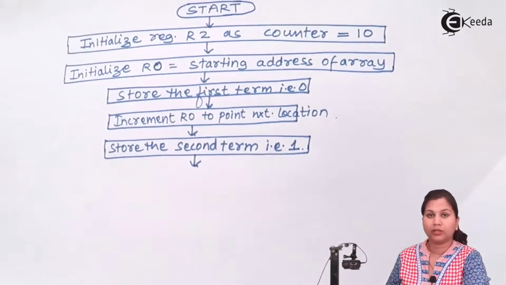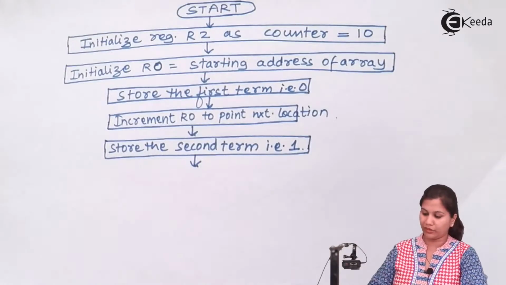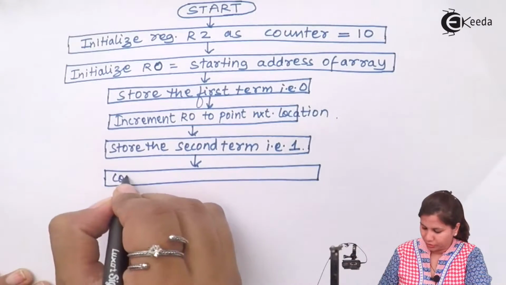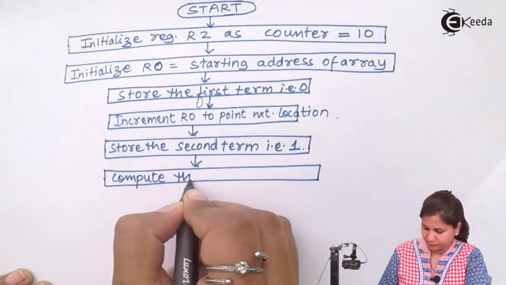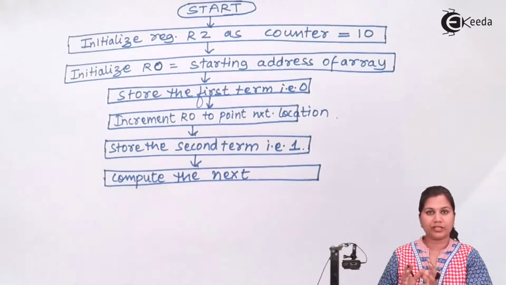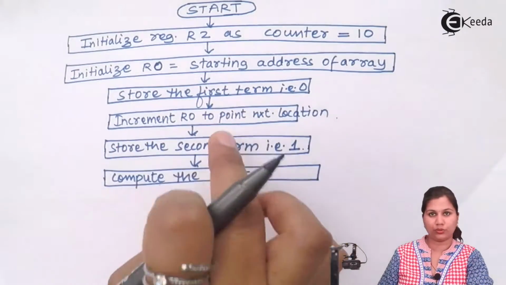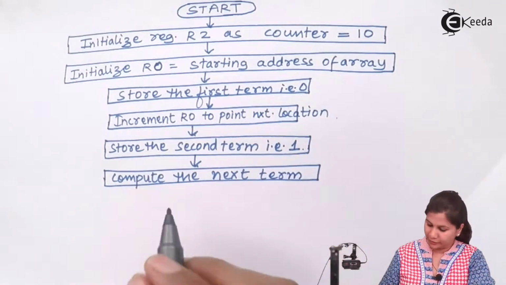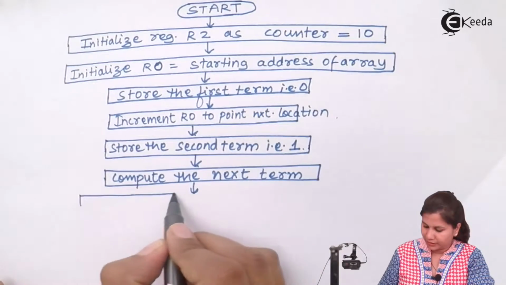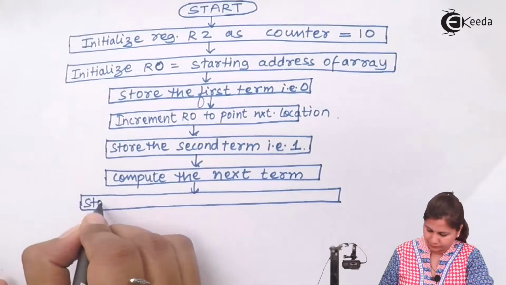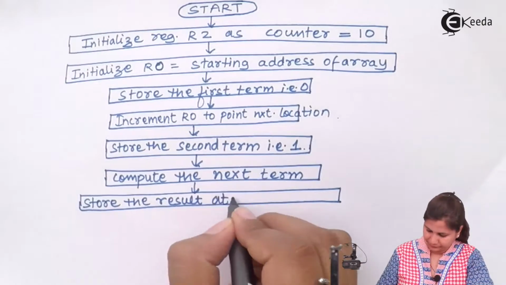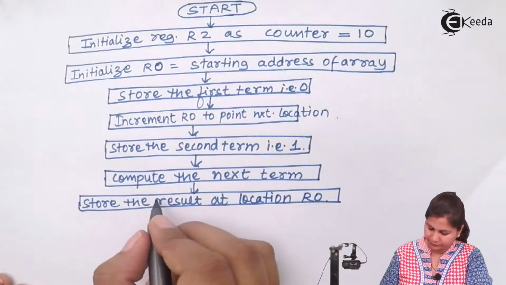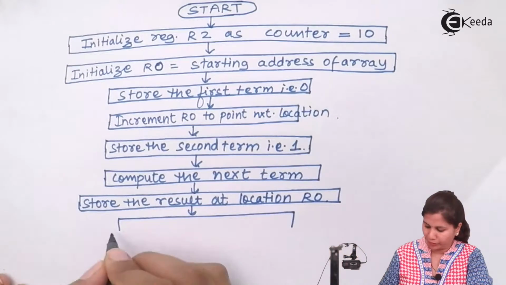After that, we have to compute the next term. So we have to add these two. So the next step is to compute the next term. What we will do, we will use the addition instruction of the microcontroller to add these two numbers. Now when we have done that addition, we will store that result at location R0. After that, we will increment the memory pointer.